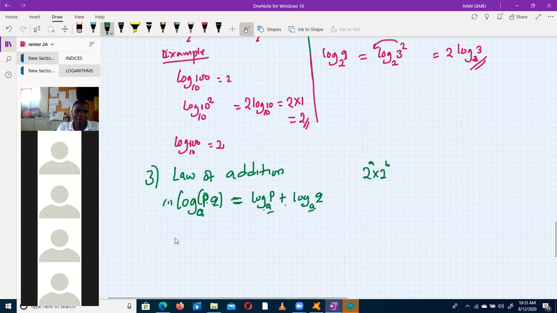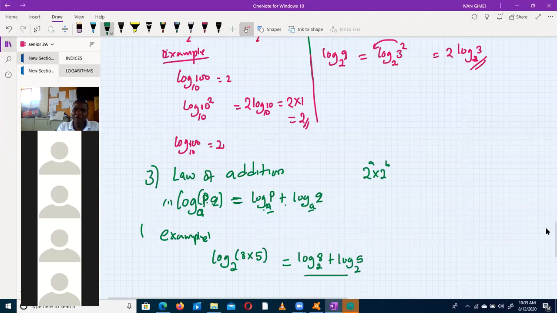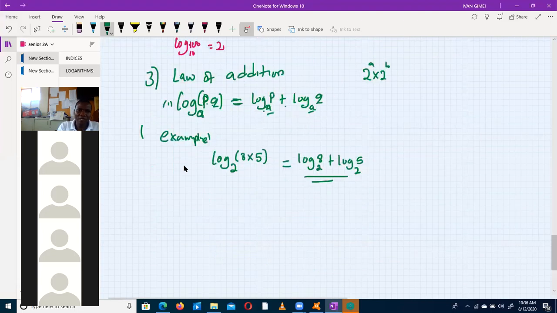Example, if you're finding log of, maybe this is base 2 and this is 8 times 5, like that. This will be the same as log of 8 base 2 plus log of 5 base 2, like that. That's what the law says. And the reverse is true also. That's example 1.